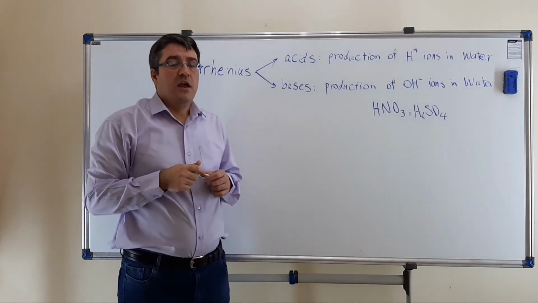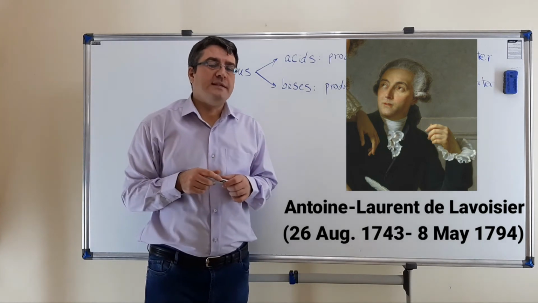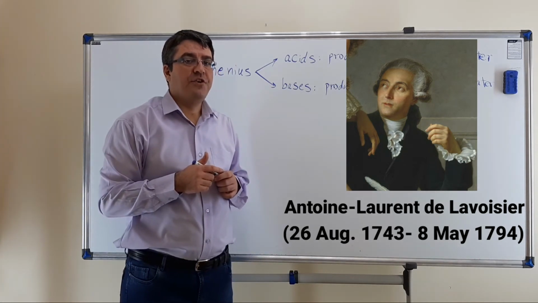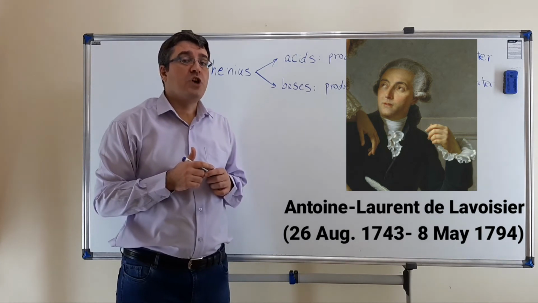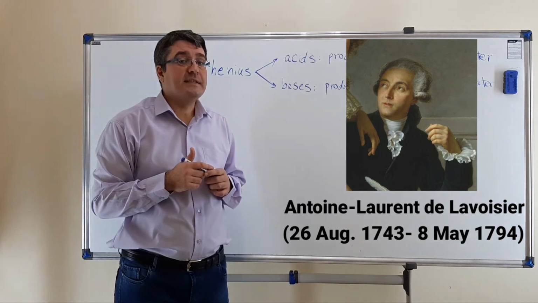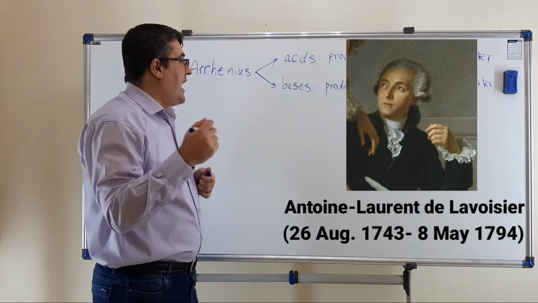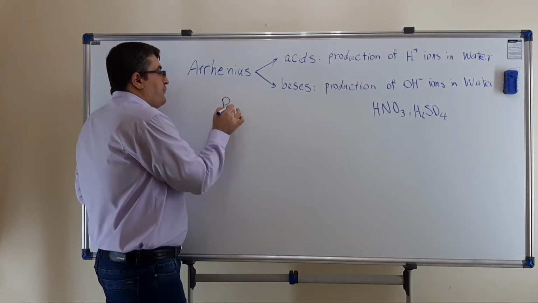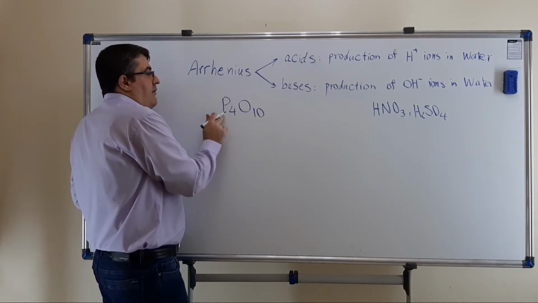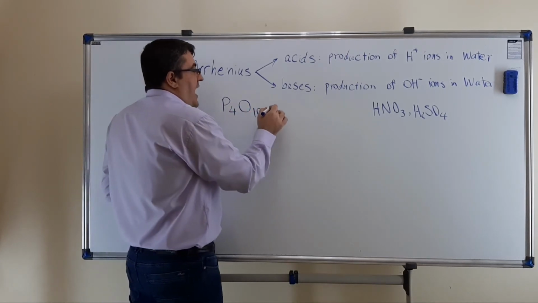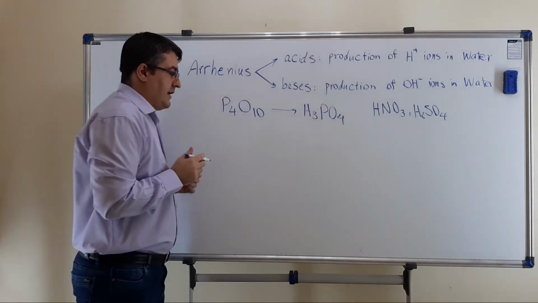Antoine Lavoisier, known as the father of modern chemistry, noticed that the element oxygen reacts with elements like phosphorus and sulfur to produce compounds which give acids in water. For example, phosphorus and oxygen can produce this oxide of phosphorus, which can yield phosphoric acid in water.